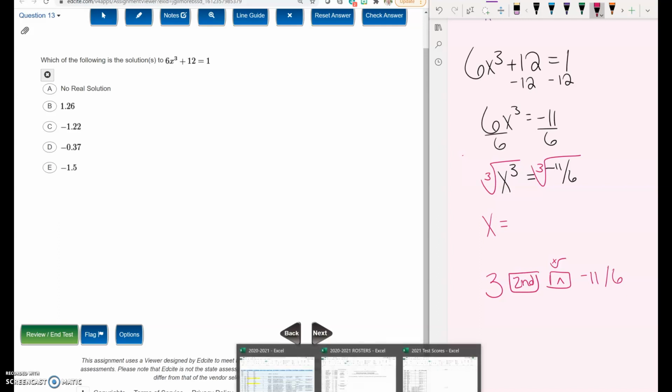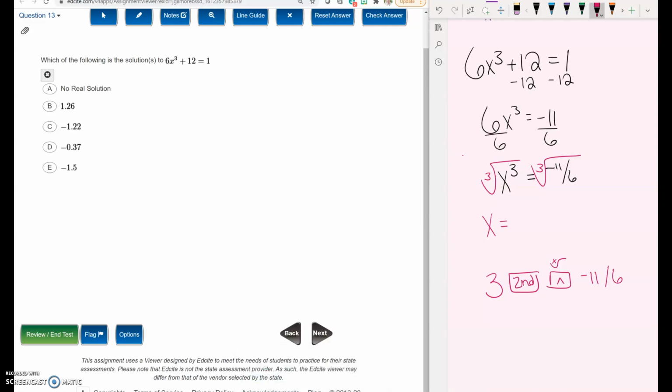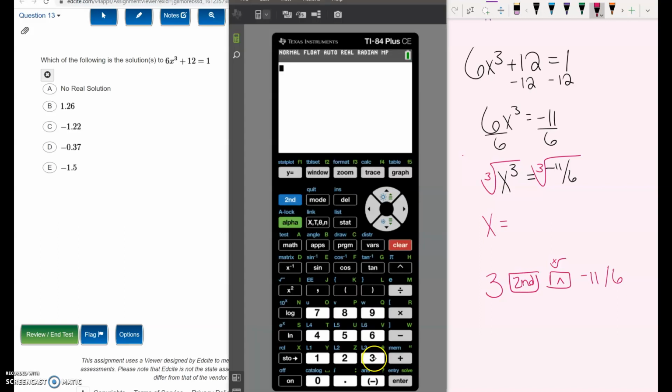Here's how that looks on the graphing calculator, which will actually look kind of similar on your scientific calculator. On this calculator, we type in 3, go to the math button, choose number 5, the xth root, and then type in negative 11 divided by 6. Negative 1.22390341.